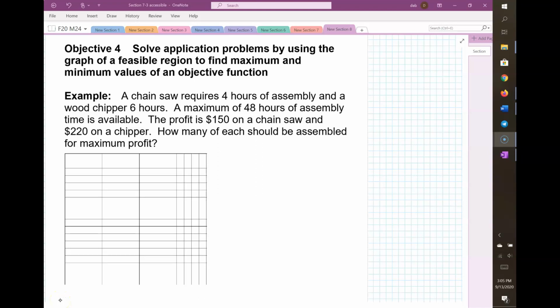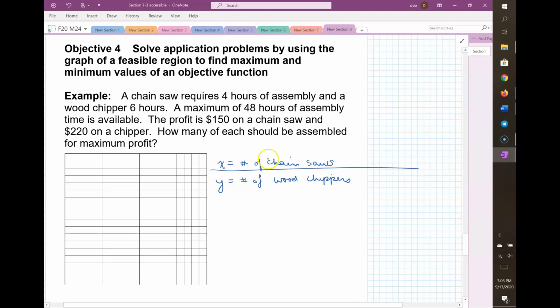Okay, so this problem we've started working on already. We have already defined our variables. We said X is the number of chainsaws and Y is the number of wood chippers. And then we made a little chart with time. And we had 4 hours and 6 hours. So we said 4x plus 6y has to be less than or equal to 48.